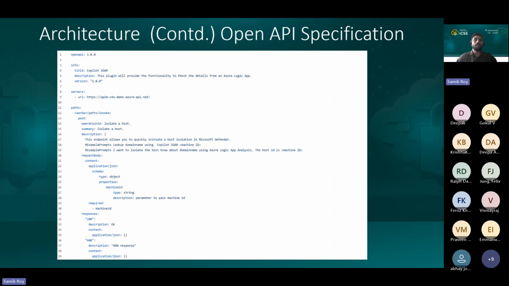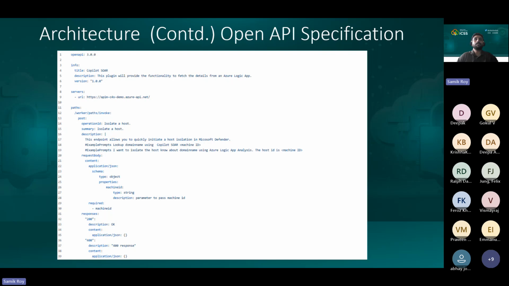Now in here, I'm saying worker, and I would also say why the worker came in, and the paths and invoke. So this is exactly what I have mentioned inside an API, how to call it, APIM, what to call it. What is the operation ID? I want to isolate a host. Summary is isolate a host. These are important because the better you write the operation ID, the summary, and the description, the better it understands your text to API.